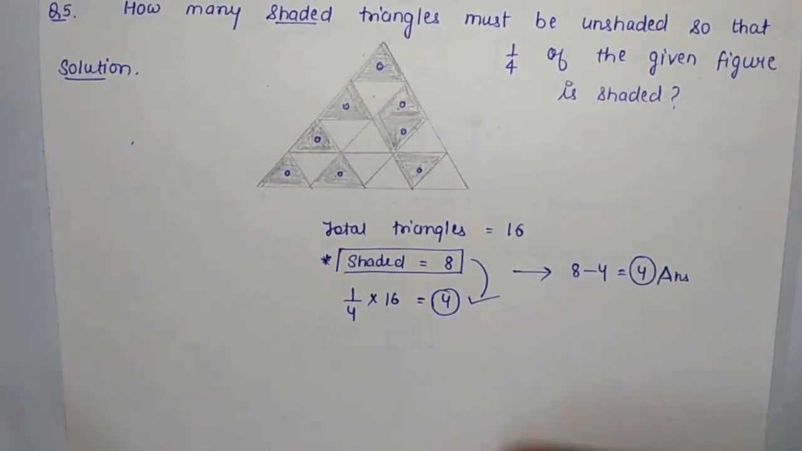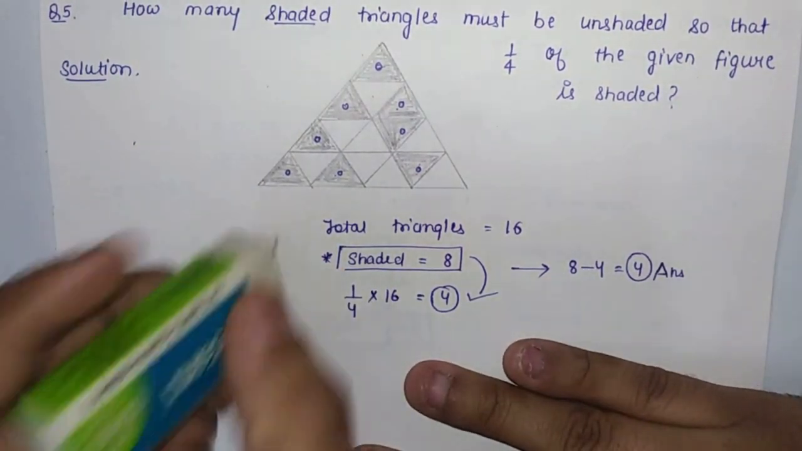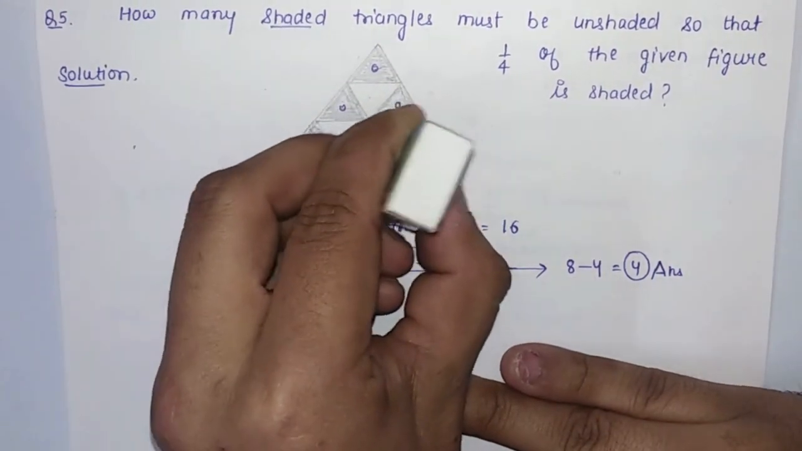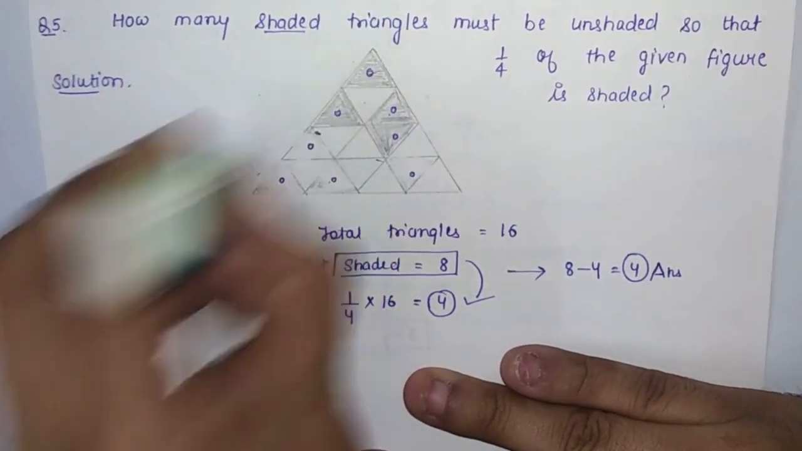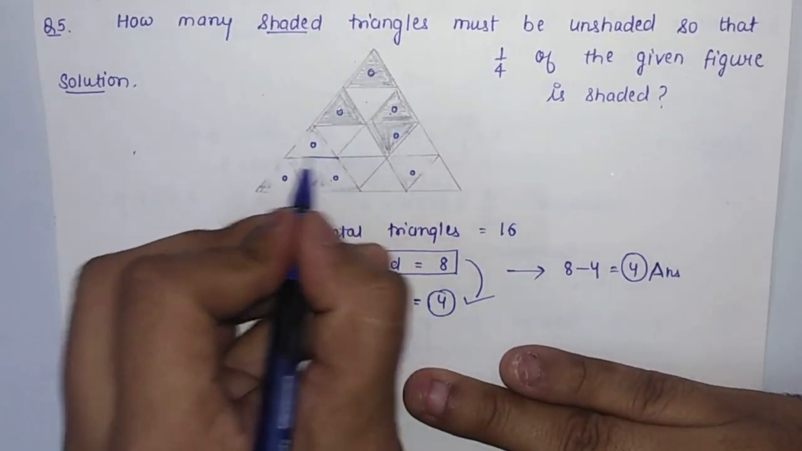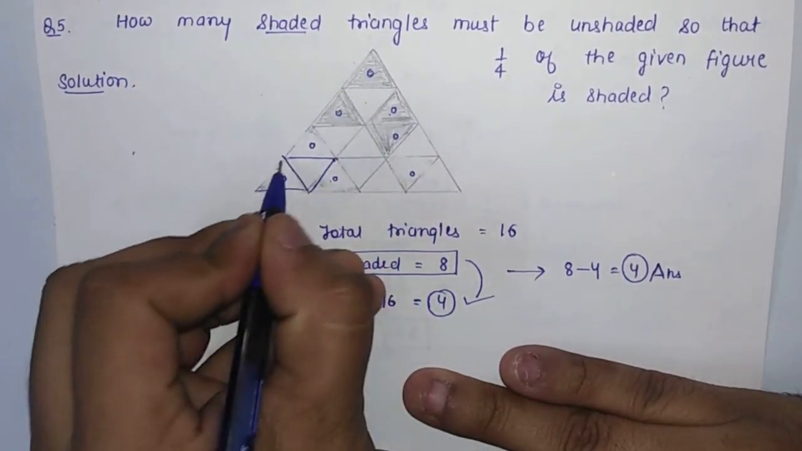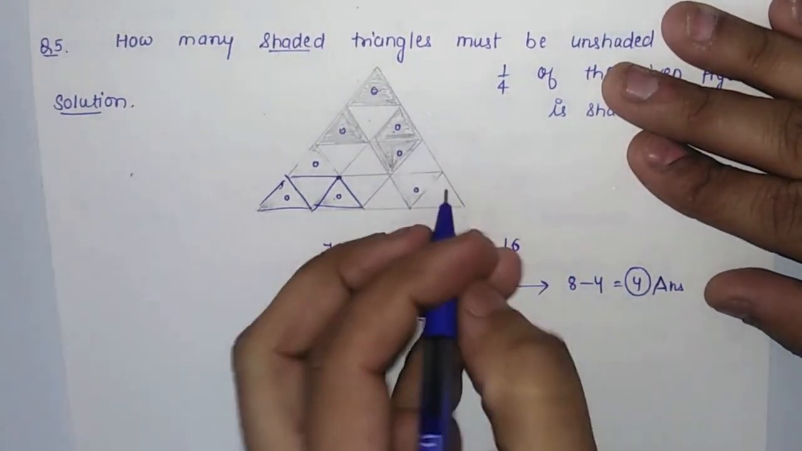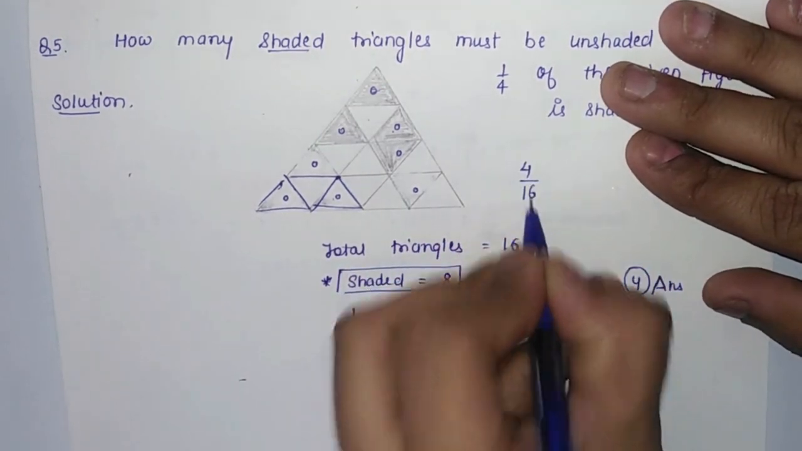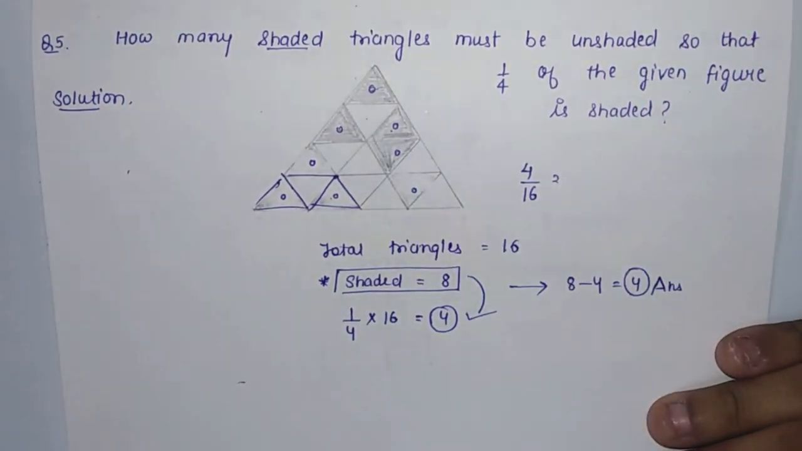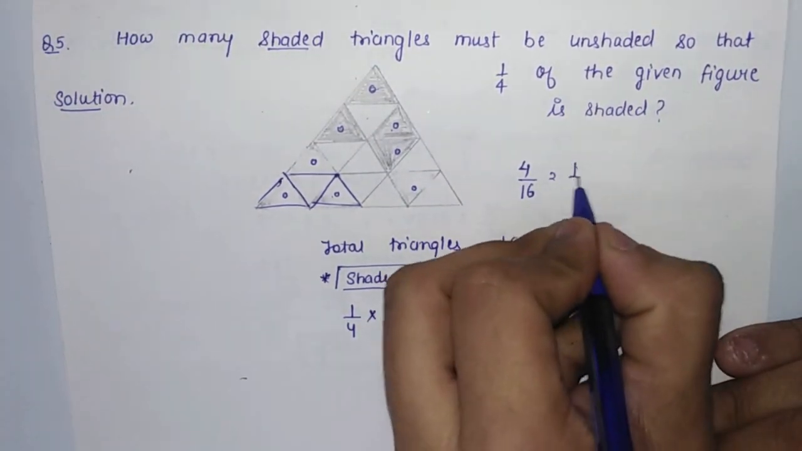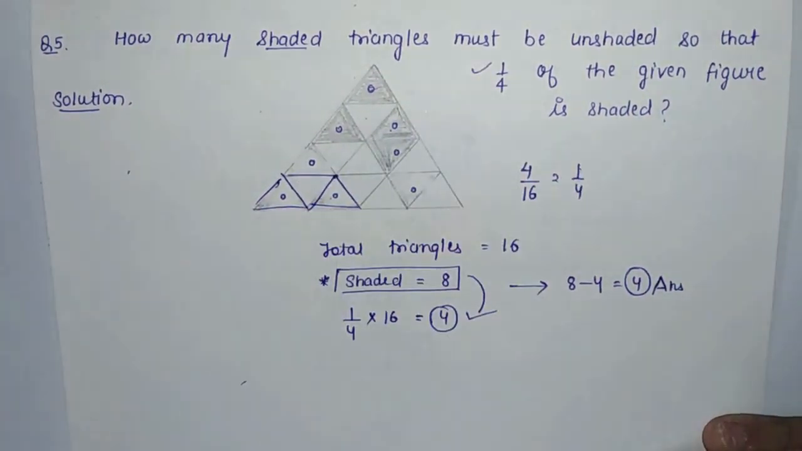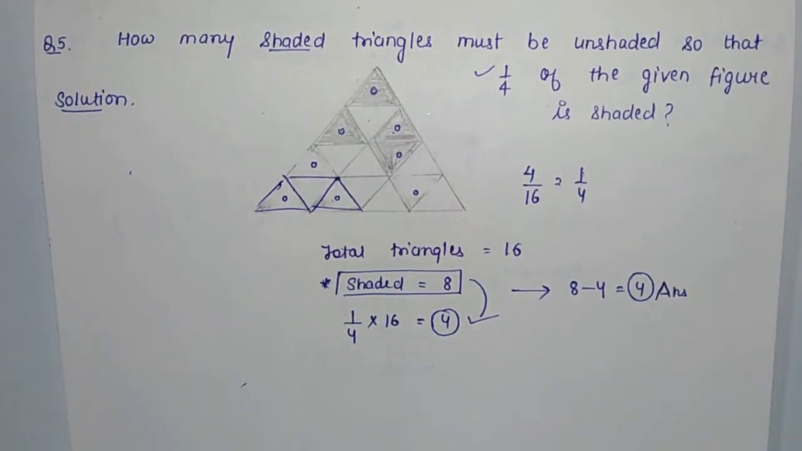Let me just do some unshading right now. Let's unshade 4 triangles. This is unshaded, this is unshaded, and this is unshaded, 3 and 4. See, now they are unshaded, right? So how many pieces are shaded now? 1, 2, 3, 4. So 4 pieces are shaded. 16 is the total number of parts in the triangle. So the figure which is shaded is 1/4, which is also asked in the question. This is how we solve this question.